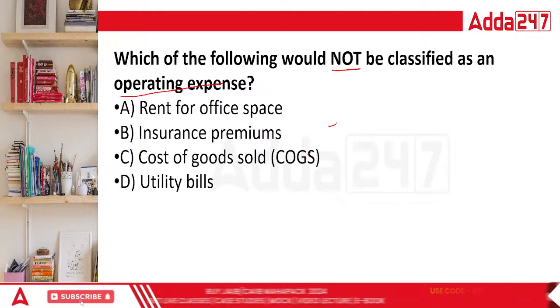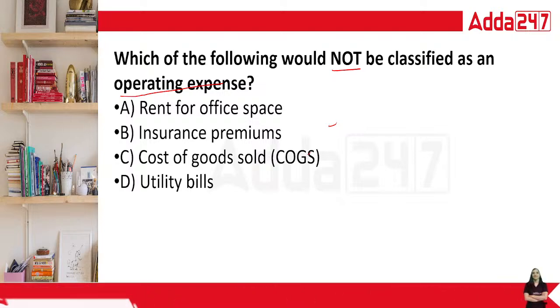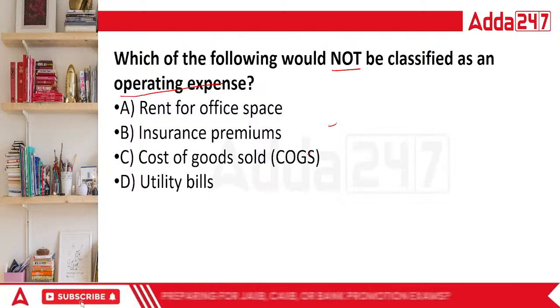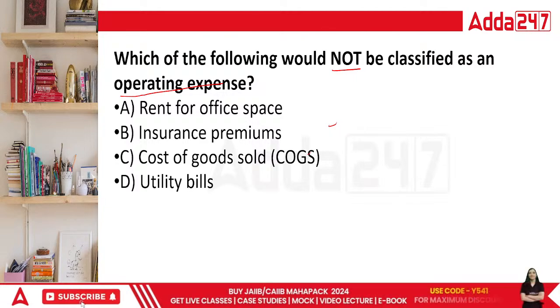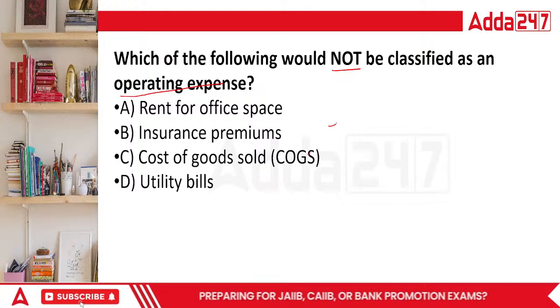Everyone, when we talk about rent, it should be based upon your selling area or buying area. This is for office expenses. Insurance premium is for covering your losses. Any risk that can come in future has to be covered with it.